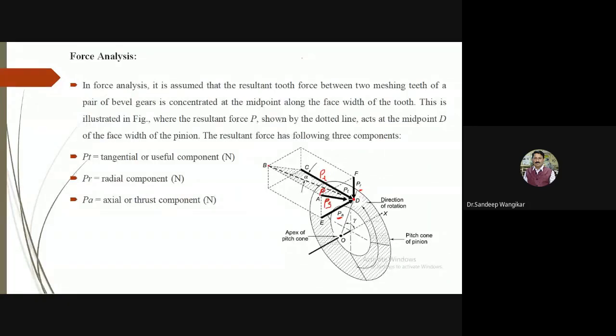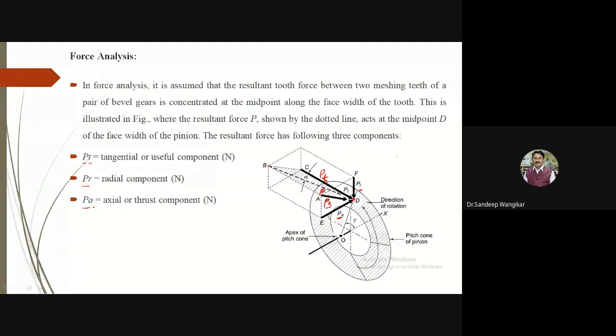The resultant force is shown by the dotted line P, and the resultant force has three major components: PT, PR and PA, the tangential component, the radial component and the axial component. The direct components of this dotted line BD, the resultant force P, are PT and PS. And PS is further resolved into two components, PR and PA, as shown.